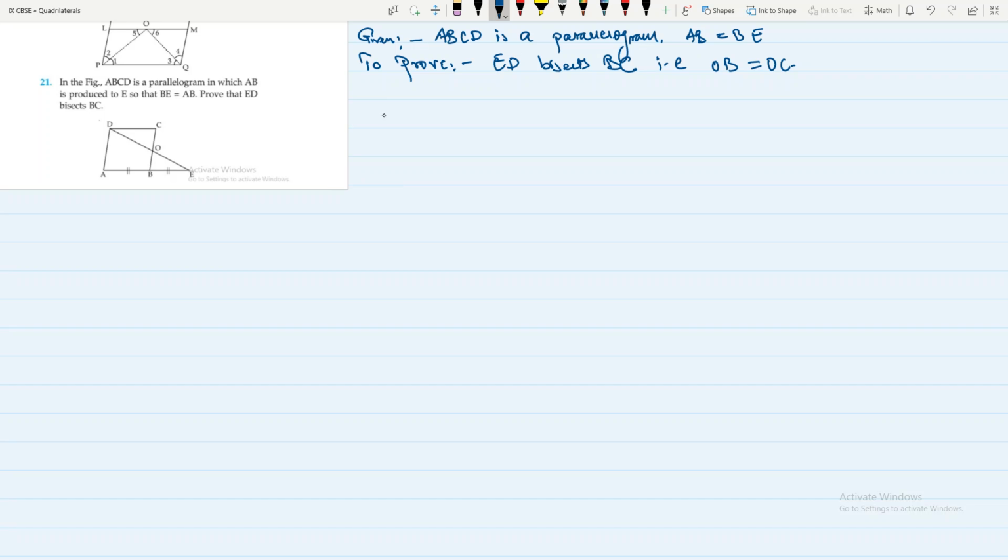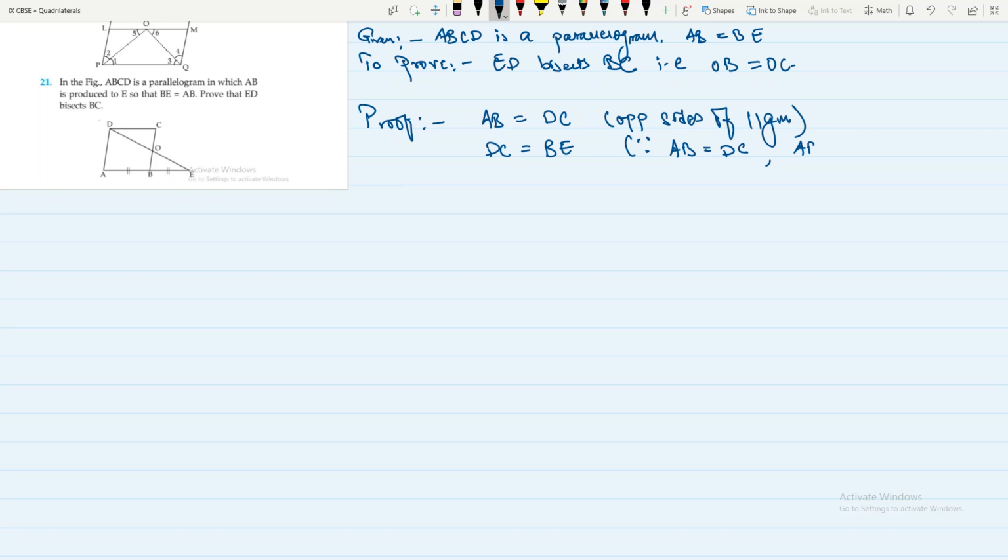Yes, sir. Great. Any construction is required? No. Very good. Proof. AB is equal to DC, opposite sides of a parallelogram are equal. Then DC is equal to BE, since AB is equal to DC and also AB is equal to BE, right? Correct.